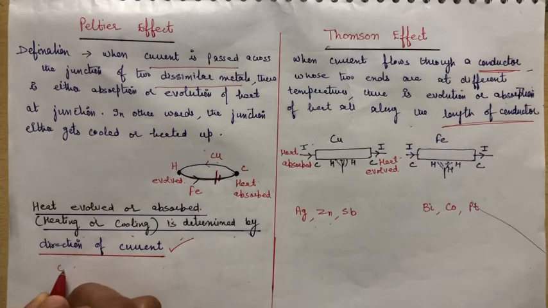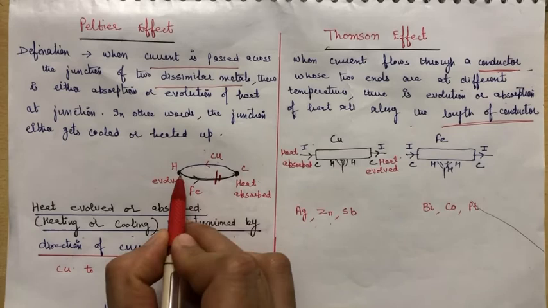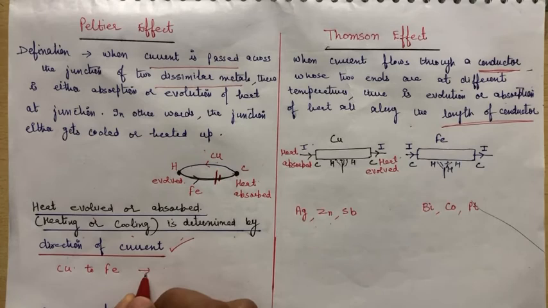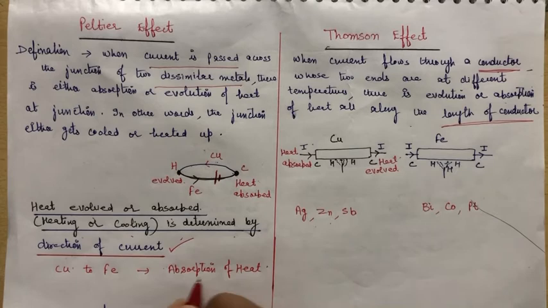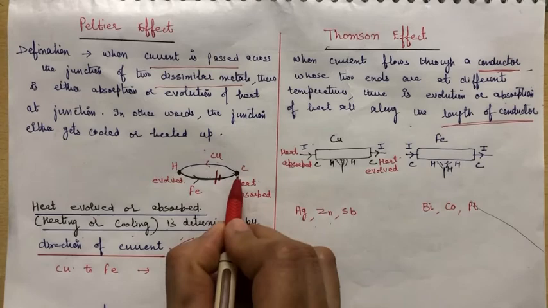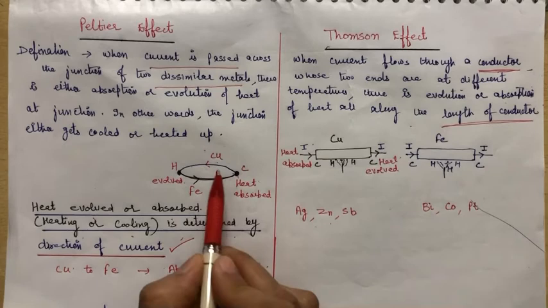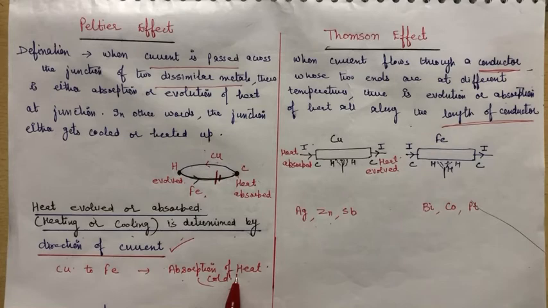When current flows from copper to iron, then there is absorption of heat, meaning heat is consumed. So this junction is cold. When copper to iron, there is absorption of heat, and this junction is a cold junction, where there is cooling.